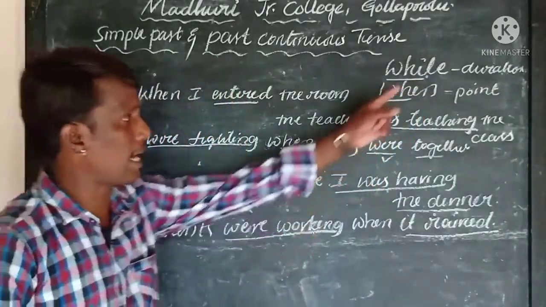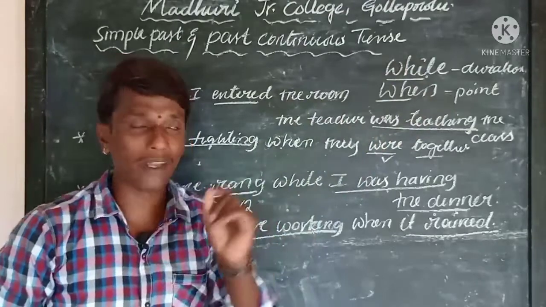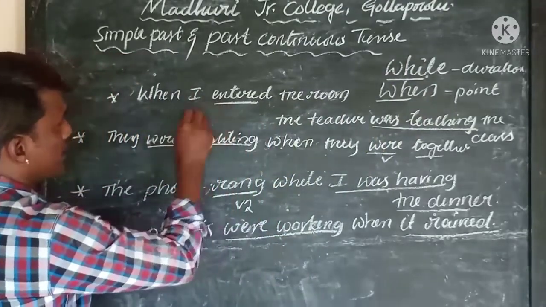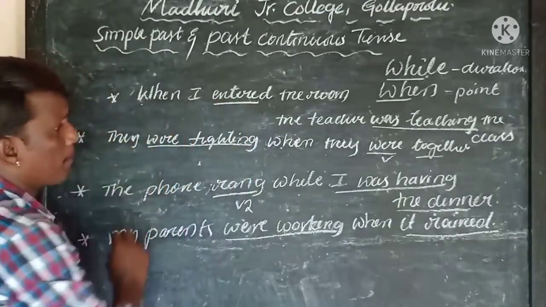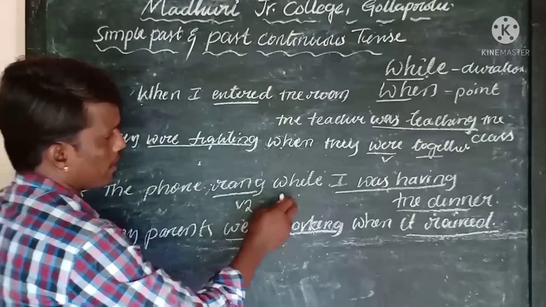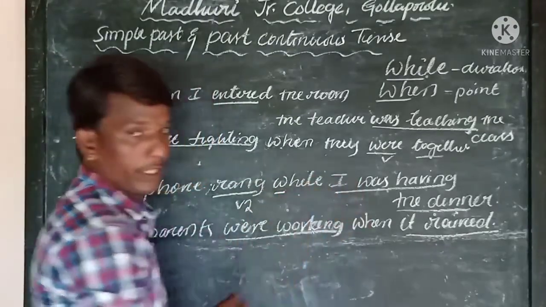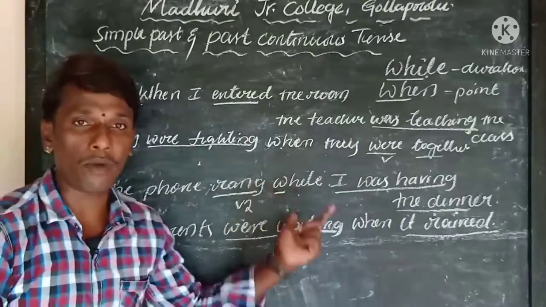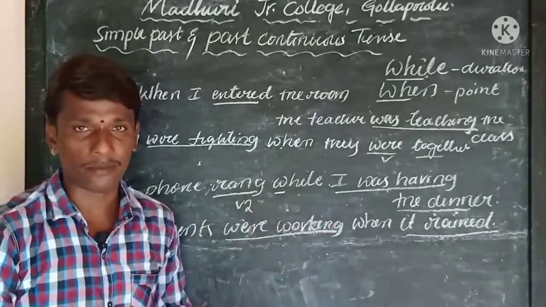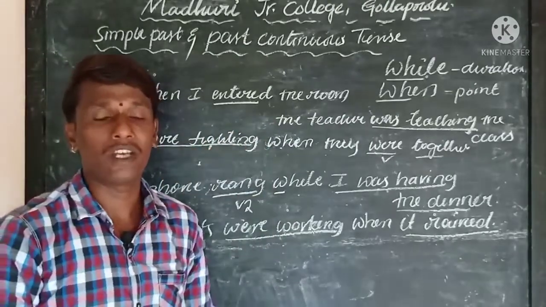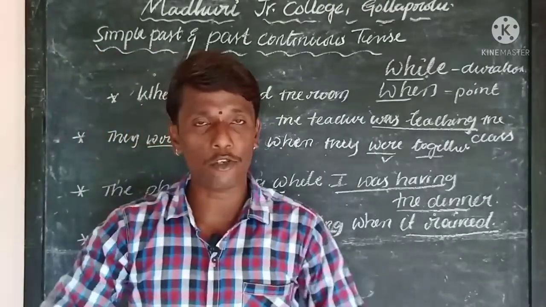So whenever I write while, it indicates a duration of time. See here, when I entered, that is a completed action. When indicates a completed action, whereas in the other sentence I wrote while. See, after while we find continuous tense. If it is when, it is a completed action; if it is while, it is a continuing action. Okay, so this is how both simple past tense and past continuous tense can be written together.